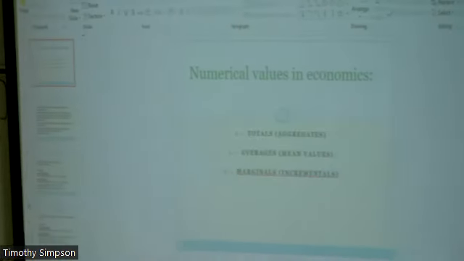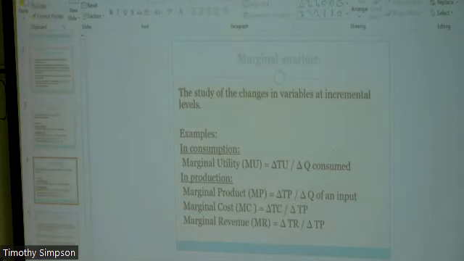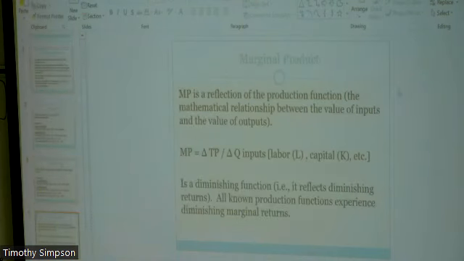Okay, so very last thing on these slides is the idea of marginal analysis and the idea of marginal product. And remember, this marginal product is a diminishing function. So we have to understand the diminishing function is what causes that downward slope with regard to this whole picture. Okay.